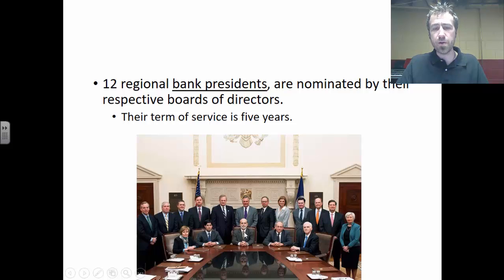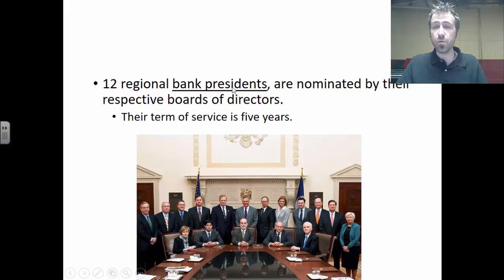Anyways, this is one of the previous Board of Governors, and then in the back around here are the 12 regional bank presidents. And interestingly enough, Janet Yellen is one of the bank presidents who later becomes the chair of the Board of Governors. And Bernanke, Ben Bernanke, was one of the other previous chairs of the Federal Reserve.